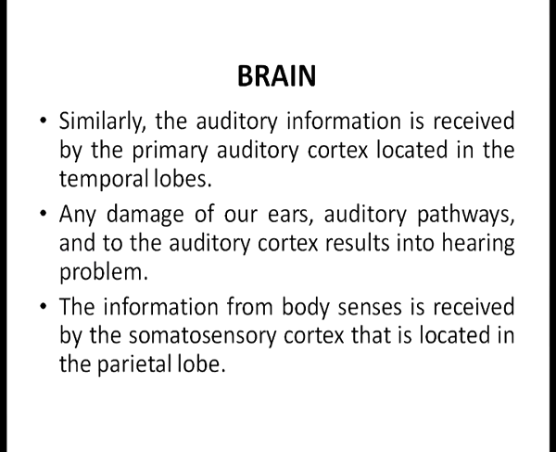Similarly, the auditory information is received by the primary auditory cortex, and that primary auditory cortex is located in the temporal lobe, which is again one of the lobes of the cerebral cortex. Any damage to the ears, auditory pathways or the auditory cortex results in hearing problems. The information from body senses is received by the somatosensory cortex, which is located in the parietal lobe.